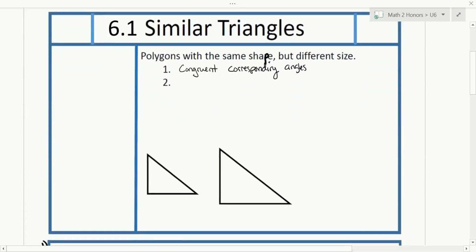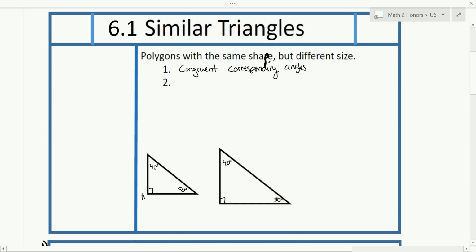We have two triangles here. Let's say the one on the left is smaller than the one on the right, as it appears. But if these were similar, they would need corresponding congruent angles. So this looks like a 90-degree angle, so let's say both those correspond. Maybe this is 40 degrees up here, this would be 40 degrees, and maybe 50 here.